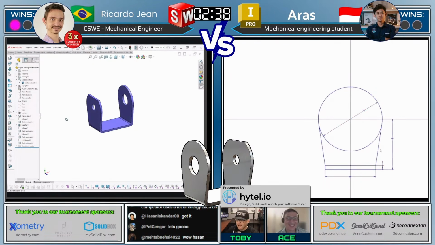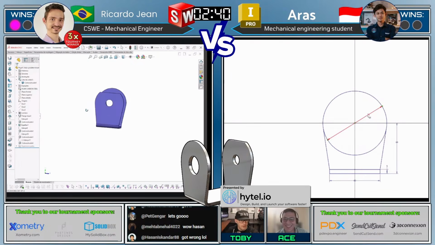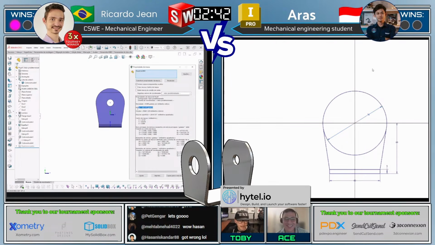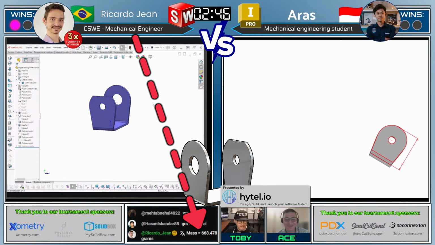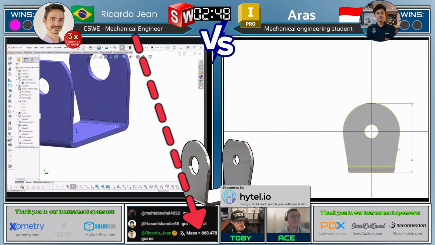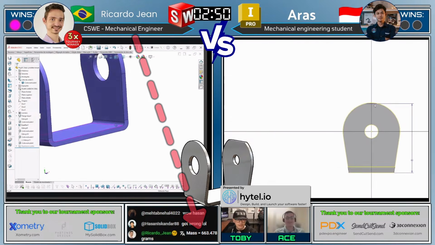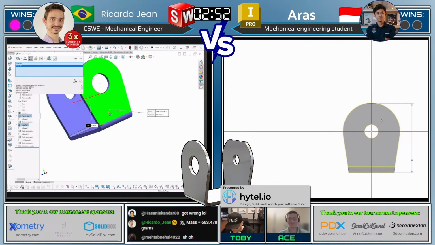And wow, guys, look at this match. We got Ricardo Jean coming back from behind. He's looking at it. He's coming up with a mass here. We're going to see an answer in the chat. We're going to keep our eyes on the chat. Ricardo Jean comes in with his answer, 663 grams. That is not correct, I'd say.